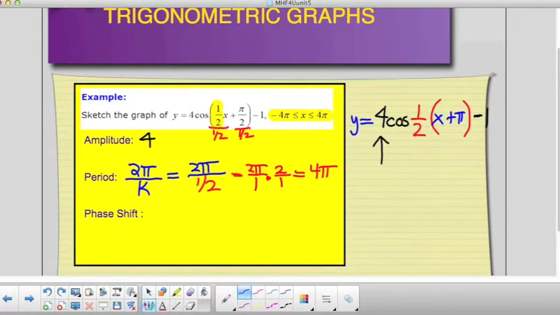And our phase shift happens with the brackets. Remember, it's always opposite. If I have positive pi inside the bracket, my phase shift is pi units not to the right, but to the left.